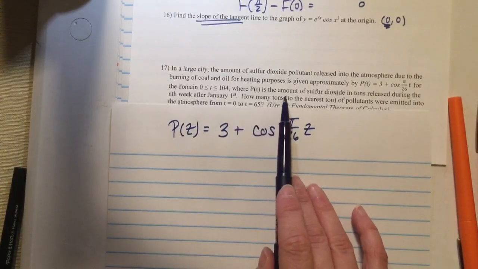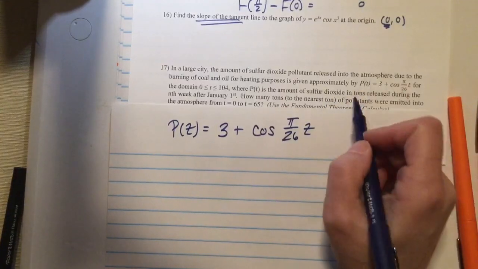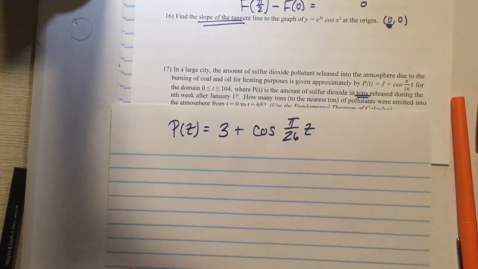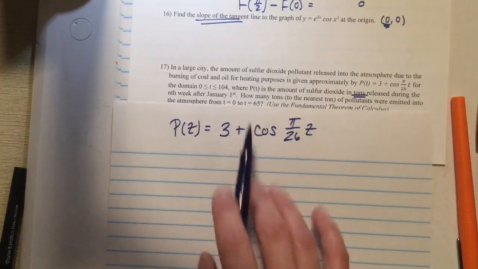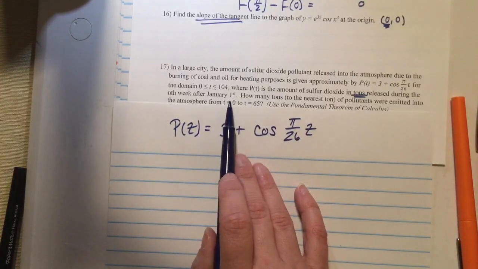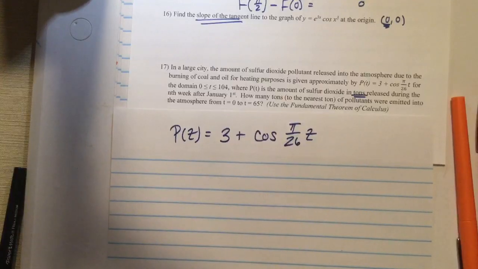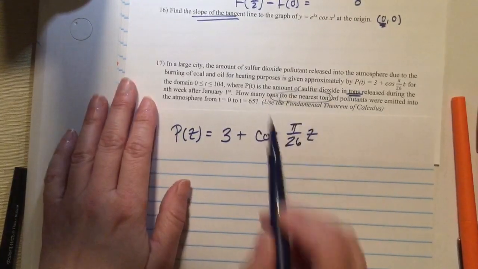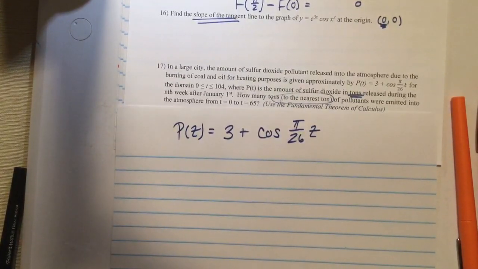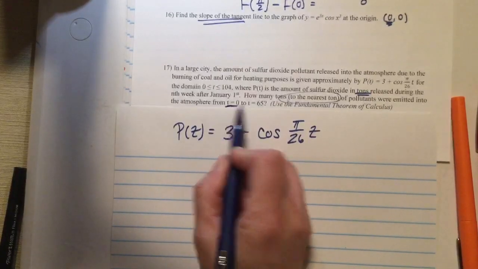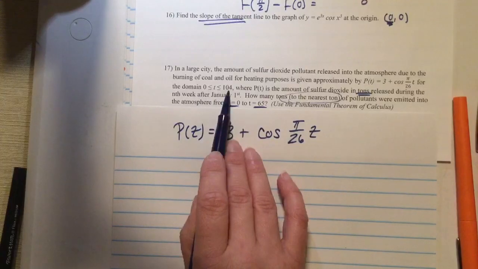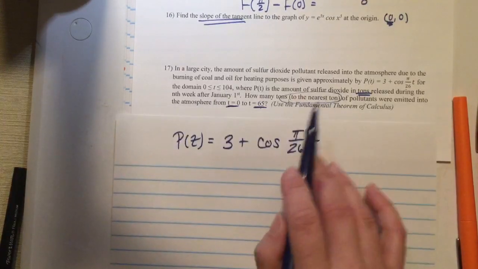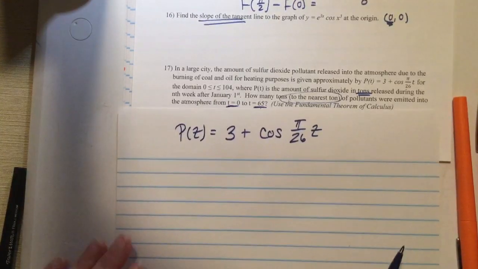The function is the amount of sulfur dioxide in tons. So whatever we get as our solution, we have to remember to label it in tons, released during the nth week after January 1st. How many tons, to the nearest ton, so we're going to round to the nearest whole number, of pollutants were emitted into the atmosphere from 0 to 65, and that does fit into the domain because we can start at 0 and go all the way up to 104. We're only going to 65.